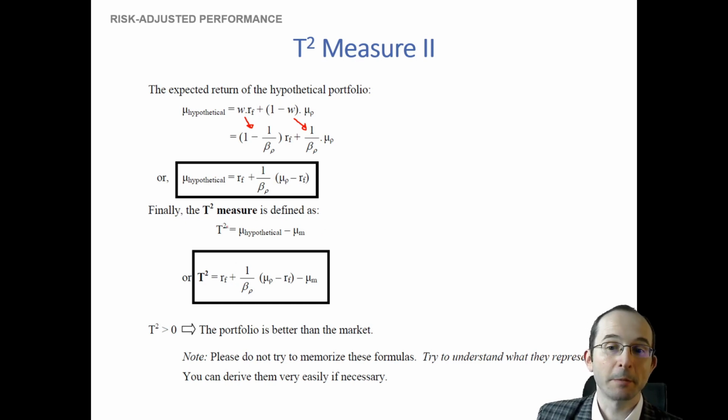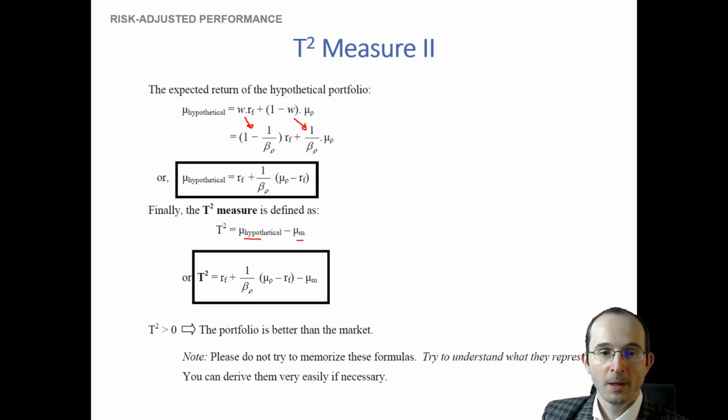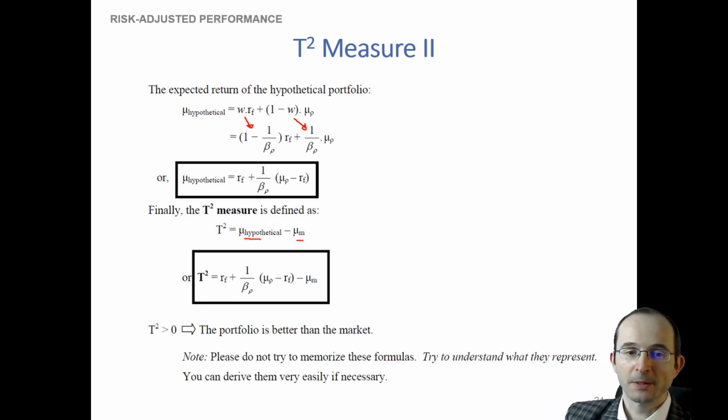And then the T-square measure, similar to the M-square measure, is really just the difference between the expected return on the hypothetical portfolio that has the same beta as the market, relative to the expected return on the market. Now, the way that we will interpret this is, again, the same way as with the M2 measure: a value greater than 0 will be an indicator that this portfolio beats the market, but only in terms of systematic risk.